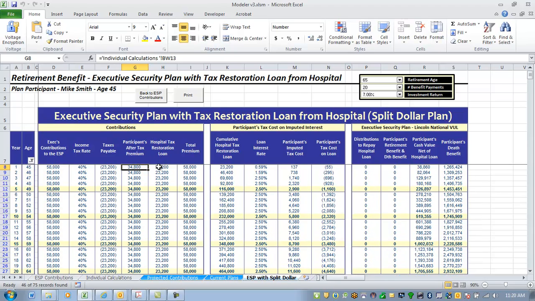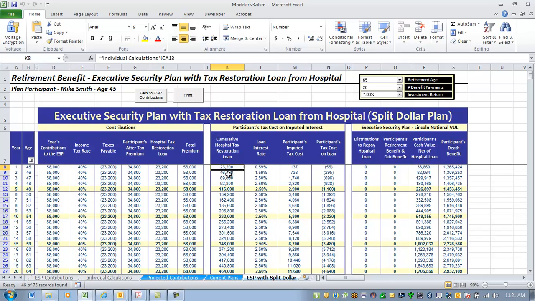Now, the Executive Security Plan calls for a tax restoration loan from the hospital or from the sponsoring organization. And so in order to restore taxes, the hospital would contribute $23,200, the same amount that was paid in tax by the executive, so that a total of $58,000 of total premium would actually go into the policy, partly from the executive and partly from the hospital. The hospital's share of premium would be established as a loan, and the executive would owe the hospital that amount of money at some point payable in the future at retirement.